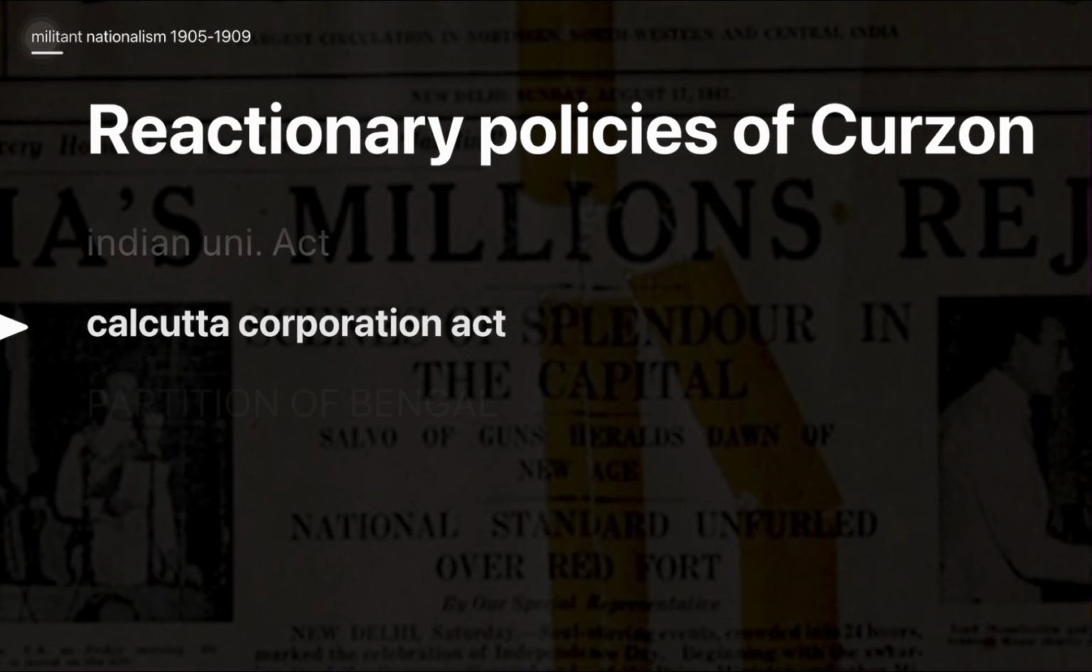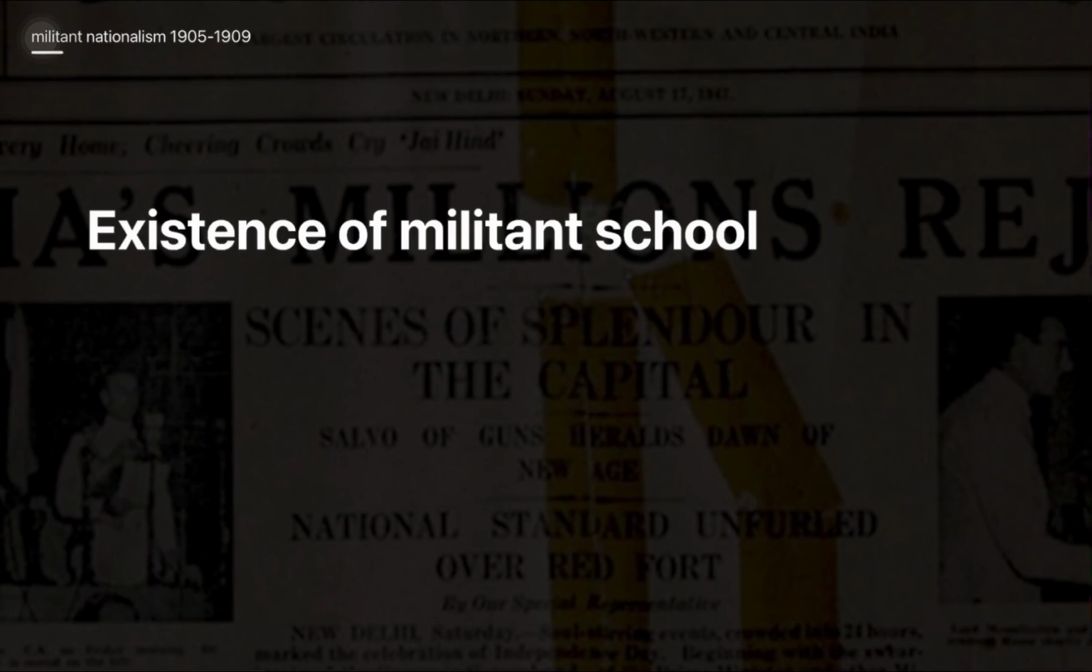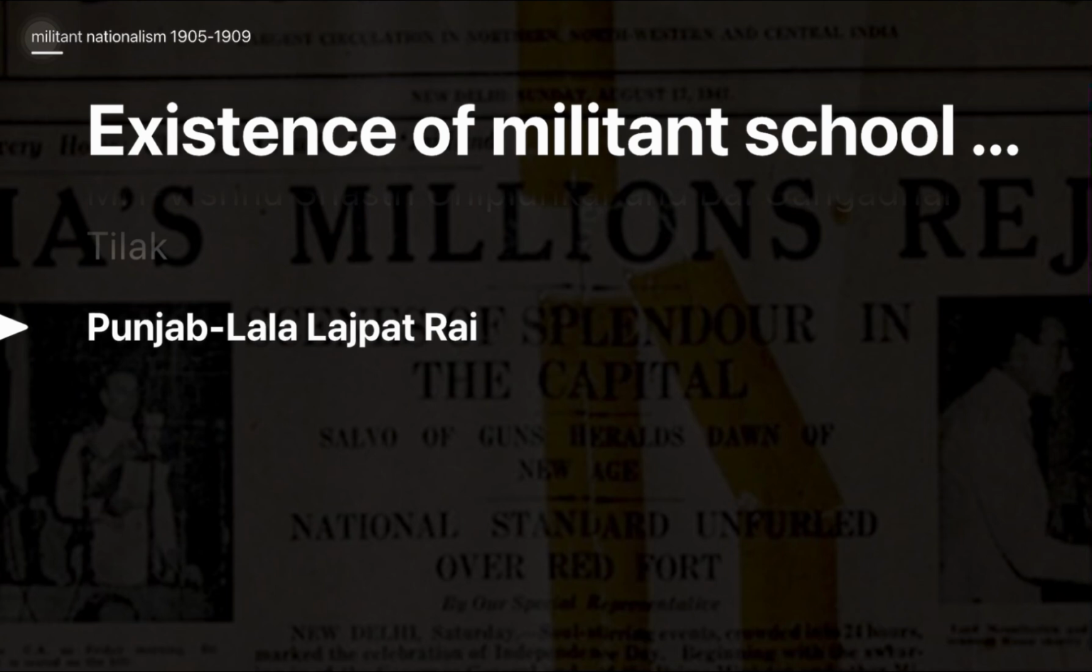Existence of a militant school of thought in the 20th century, like in Bengal under Raj Narayan Bose, Ashwini Kumar Datta, Aurobindo Ghosh and Bipin Chandra Pal. In Maharashtra under Vishnu Shastri Chiplunkar and Bal Gangadhar Tilak. Punjab was under Lala Lajpat Rai.